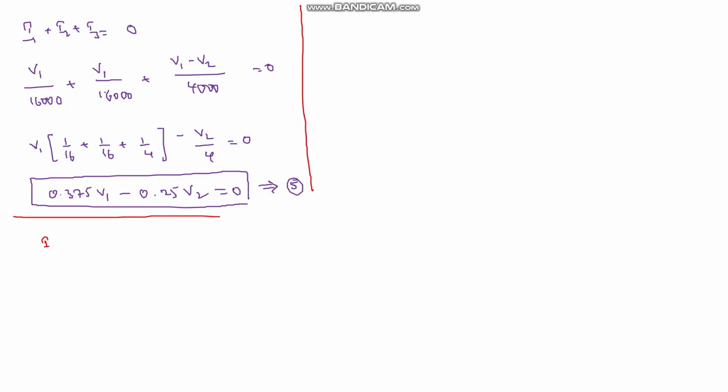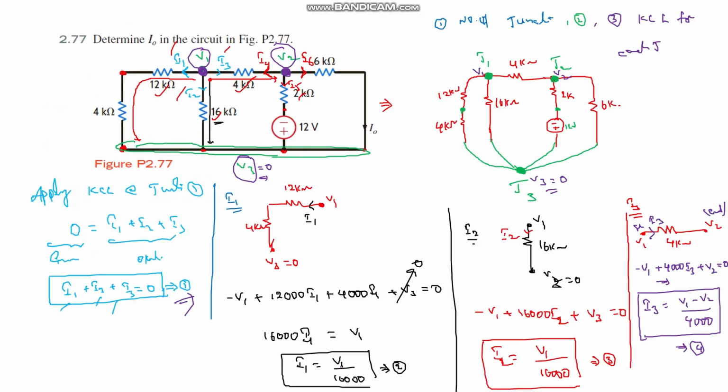So at junction 2, all are outgoing currents, since I4 plus I5 plus I6 equals 0. Now let it be equation number 6. Now we have to identify expressions for I4, I5, I6. What is I4 here?